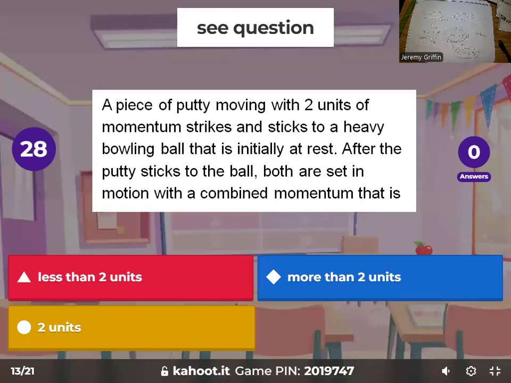Piece of putty moving with 2 units of momentum strikes and sticks to a heavy bowling ball, initially at rest. After the putty sticks to the ball, both are set into motion with the combined momentum of.